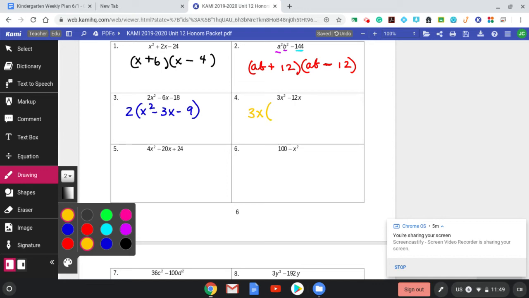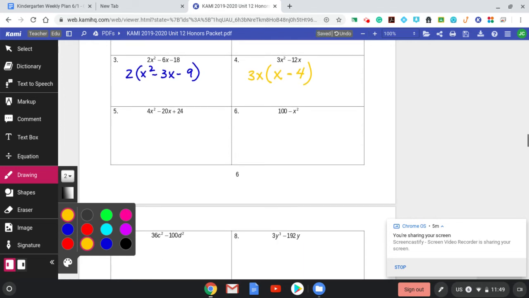So if I take out a 3x from 3x squared, remember, you're dividing them from each other. You're just left with an x. And then 12x divided by 3x is minus 4. Nice and quick there. Okay, number 5.